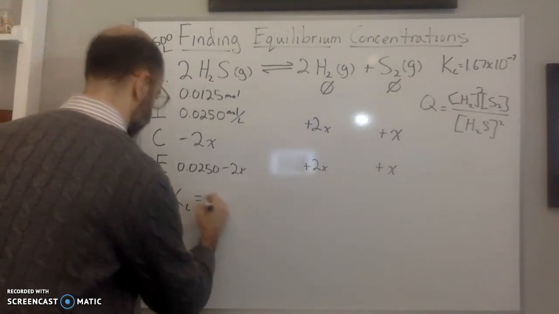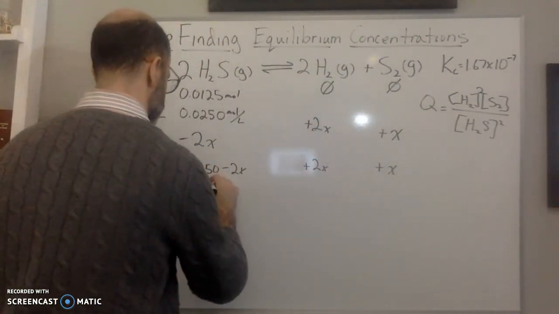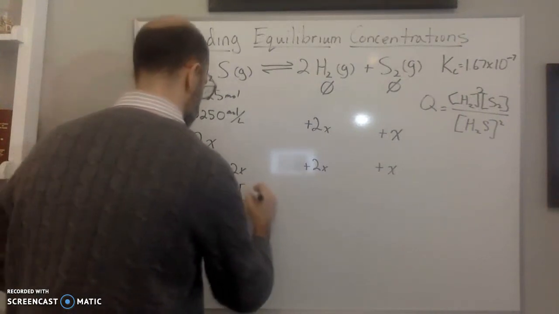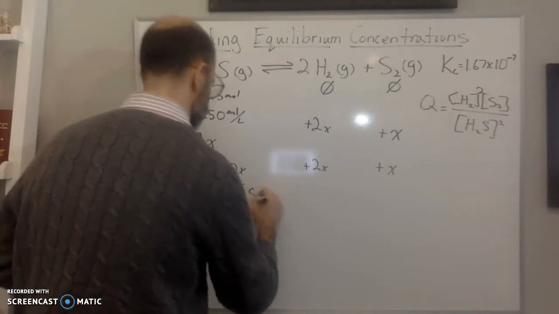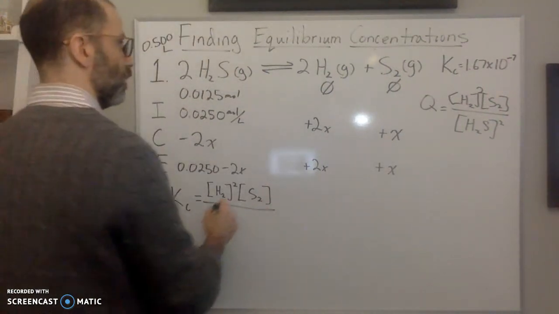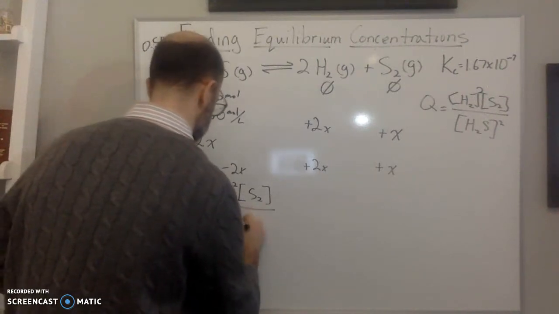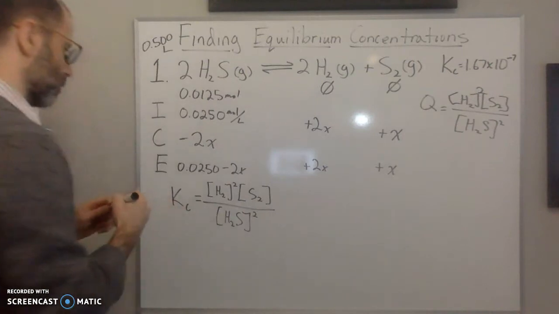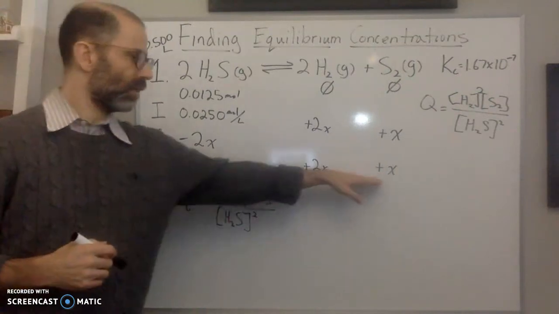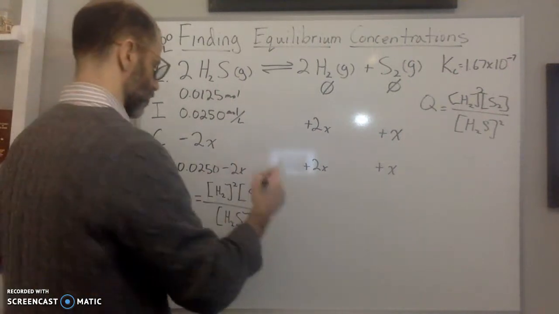So Kc is equal to, again, just like Q, the concentration of H2 squared multiplied by the concentration of S2 to the 1 power, all over the concentration of H2S squared. Okay, so now we have our expression. Now all we need to do is plug in our equilibrium concentrations in terms of x.